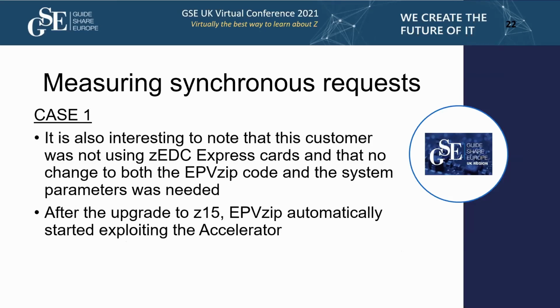Another interesting thing to note is that this customer was not using zEDC cards in the past. And they had to change nothing in the PVZip code or the system parameters, but immediately after the upgrade to z15, PVZip, and this can be true for any kind of product exploiting the zlib library in Java, automatically started exploiting the accelerator.